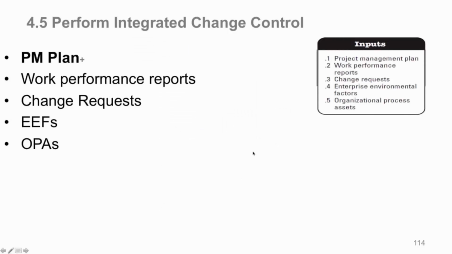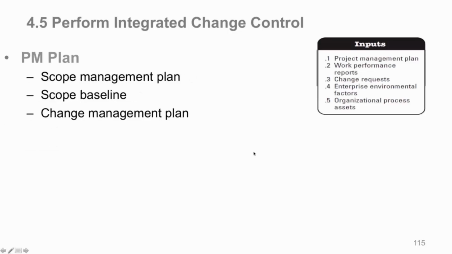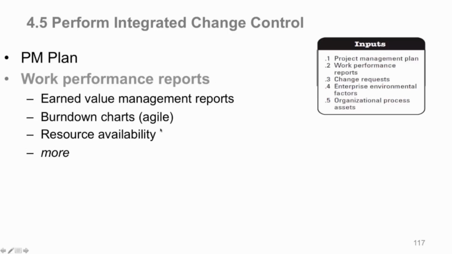So the inputs, a little more detail: project management plan, in particular the scope management plan, how you're going to manage scope, that's the how-tos, the scope baseline, which is the specific list of what you're going to build and how you're going to build it, and your change management plan, how-to again, how you manage change comes in to change control. Work performance reports come in, and why? Well, you could have earned value management reports, your burn down charts, which could be in an agile environment. Resource availability reports could come in, and you need this stuff in integrated change control to help you make the proper decisions with your change requests.